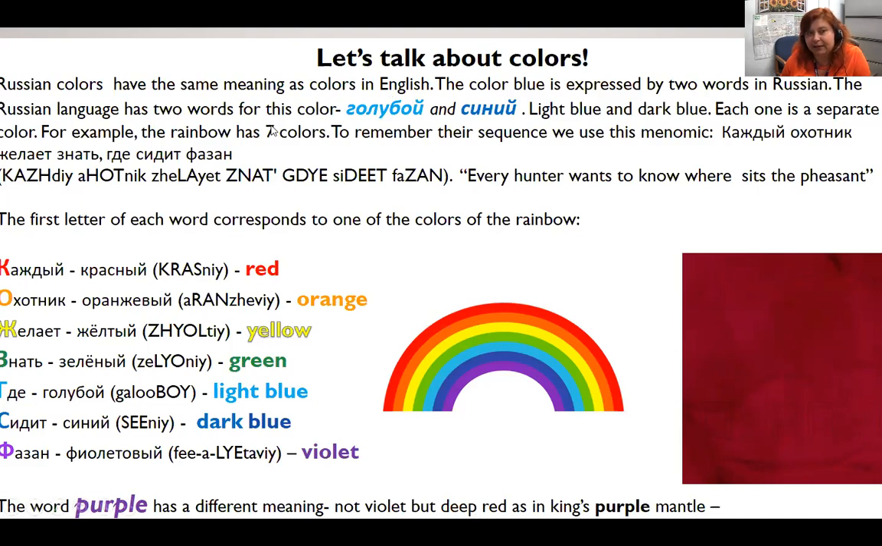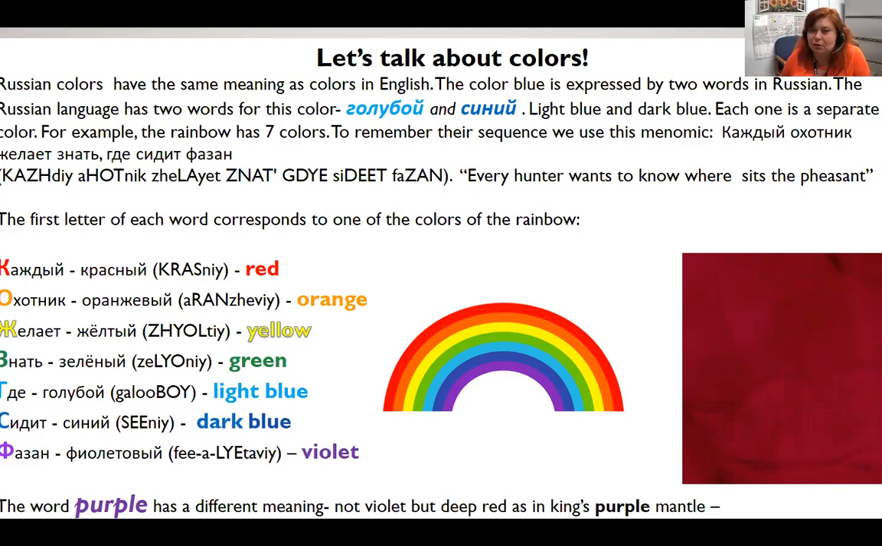For example, rainbow in Russian has 7 colors. How many colors does rainbow have in English language? 5. Name them. Yellow, green, red. It has 7. Red, orange, yellow, green, blue, indigo, violet.